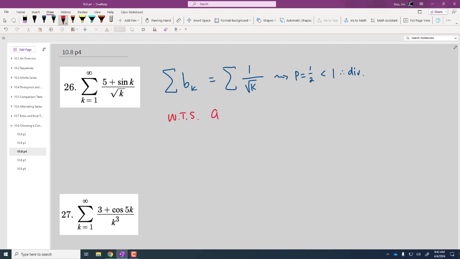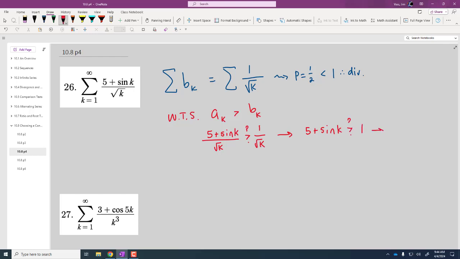So in this case, we would want to show that our a sub k is bigger than our b sub k, because the b sub k that we chose led to diverging. If we want to show that that's diverging, this is the direction we would need to show. So we're going to have 5 plus sine of k divided by root k. Is that greater than 1 over root k? Multiply both sides by root k. So we're going to have 5 plus sine of k greater than, question mark, 1.